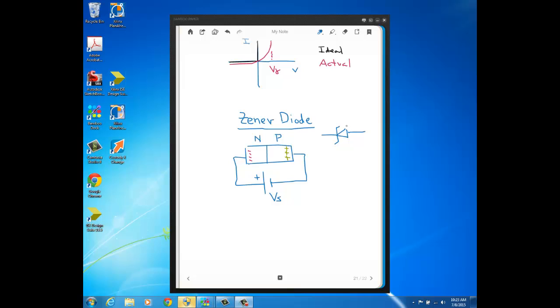It looks very similar to a regular diode symbol, except there are these fins on the cathode part of the symbol. So this is the cathode part here, and this is the anode. Those little fins indicate that it's a Zener diode as opposed to a diode that's not a Zener, which we've talked about up to this point.